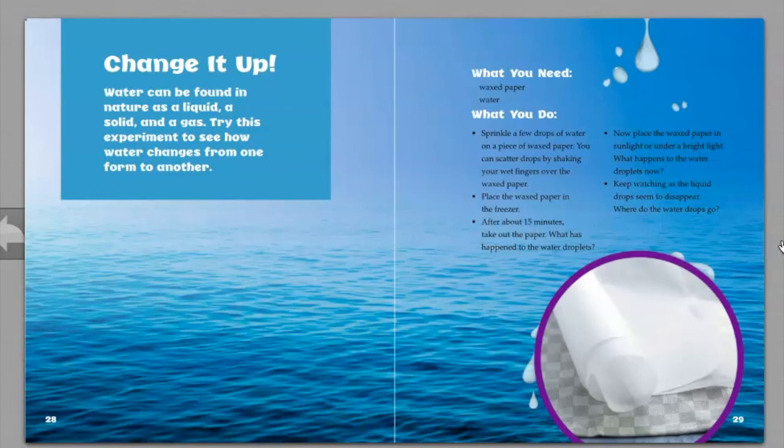Place the wax paper in a freezer. After about 15 minutes, take out the paper. What has happened to the droplets? Now place the wax paper in the sunlight or under a bright light and see what happens. Keep watching as the liquid drops seem to disappear. Where does the water go? Have fun at home doing this activity.